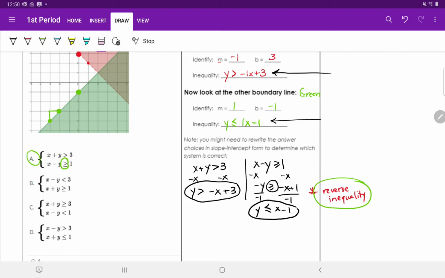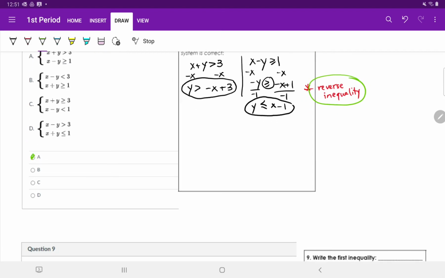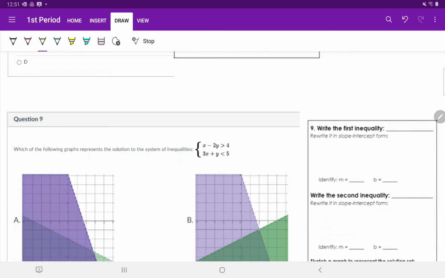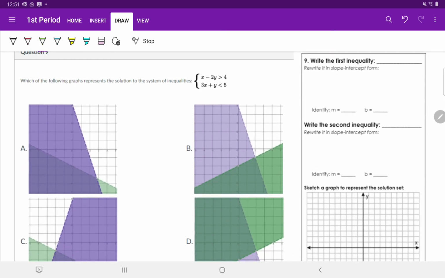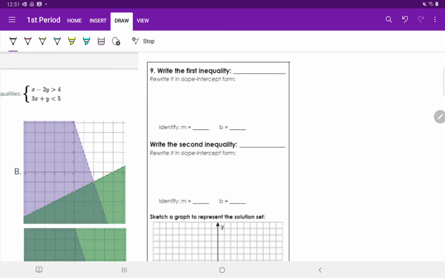I want to see your steps for solving. So, A, and moving on. Two problems left. For question 9, we start with an inequality and we want to draw a graph. So first, I'm just going to rewrite my inequality. x minus 2y is greater than 4, and I've got a second one here. 3x plus y is less than 5.